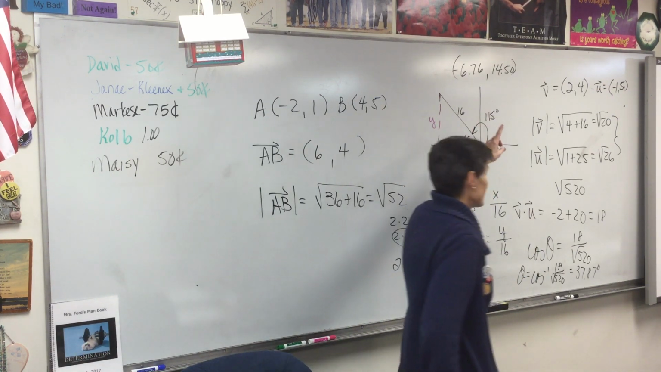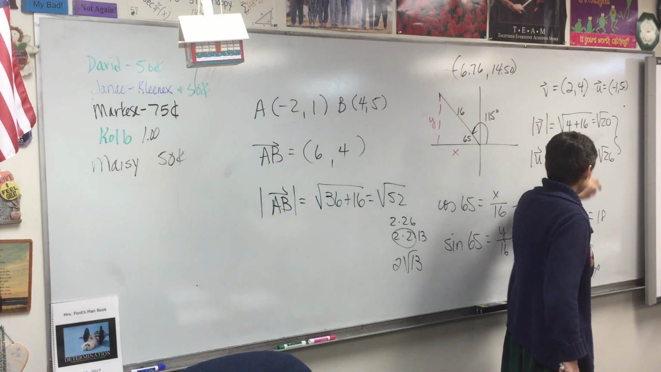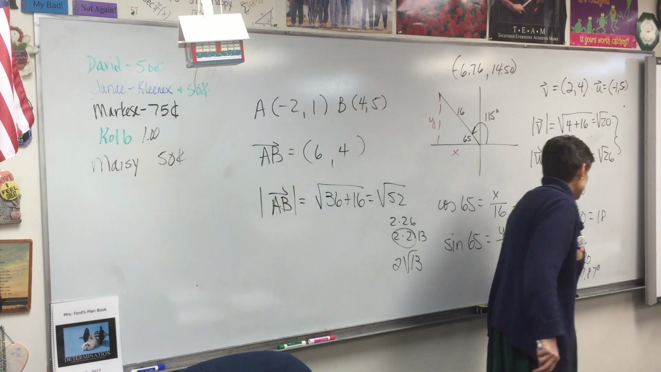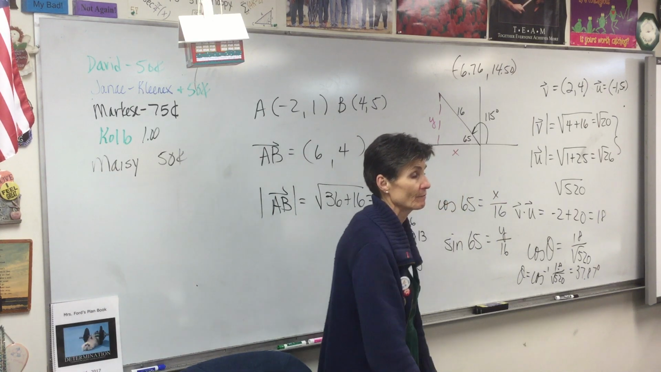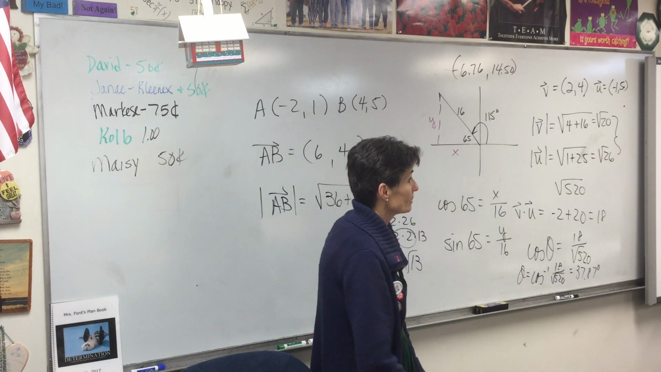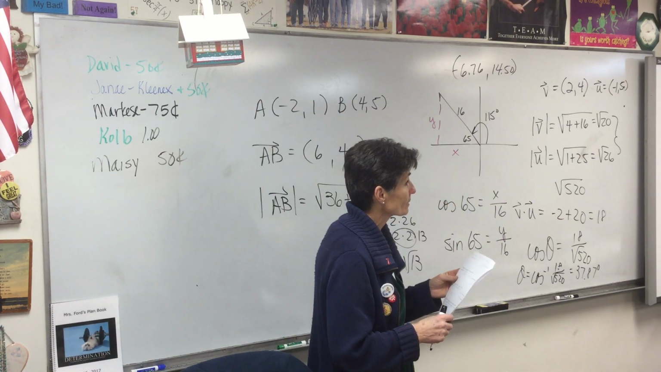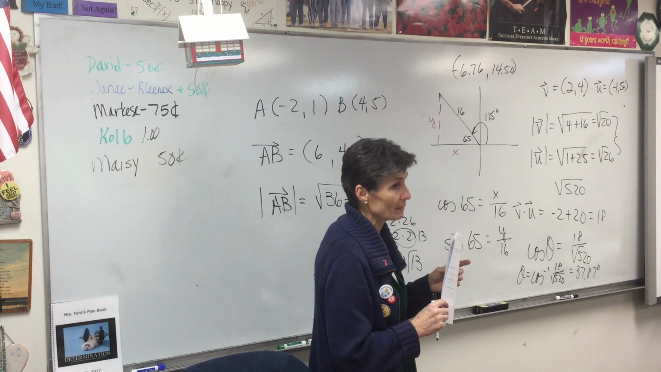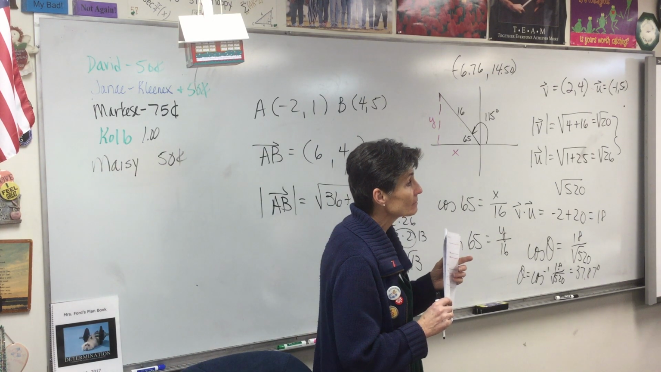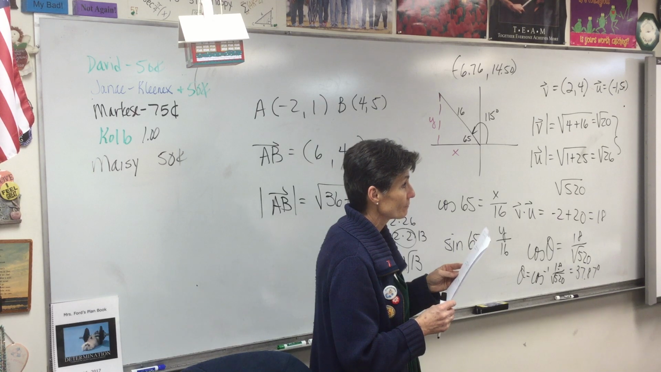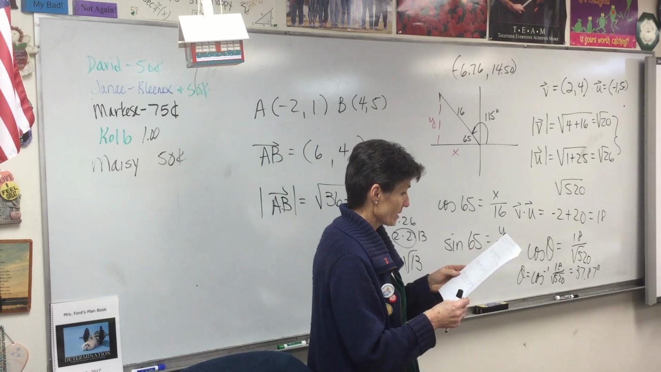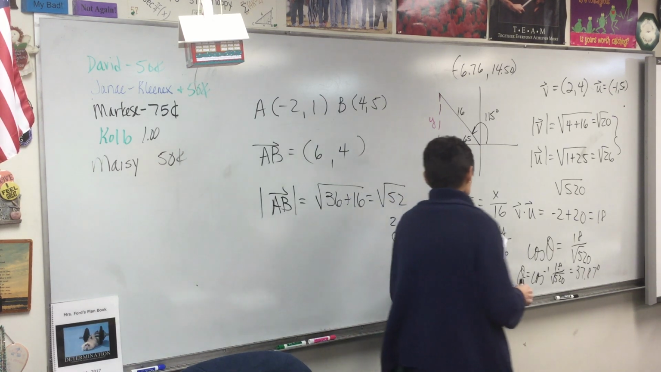You have to do all this work though. You have to do the magnitude part, you have to do the dot product part, and then you take the inverse cosine to get the answer. X times X, Y times Y, add them up. Is your hand up? No? Okay. Alright, number 6.